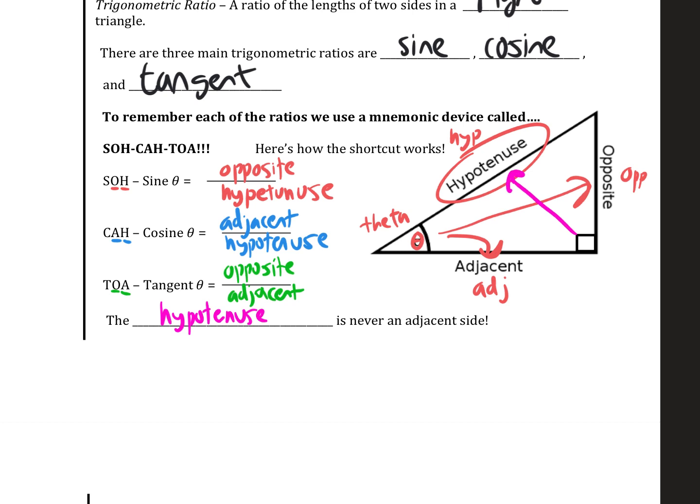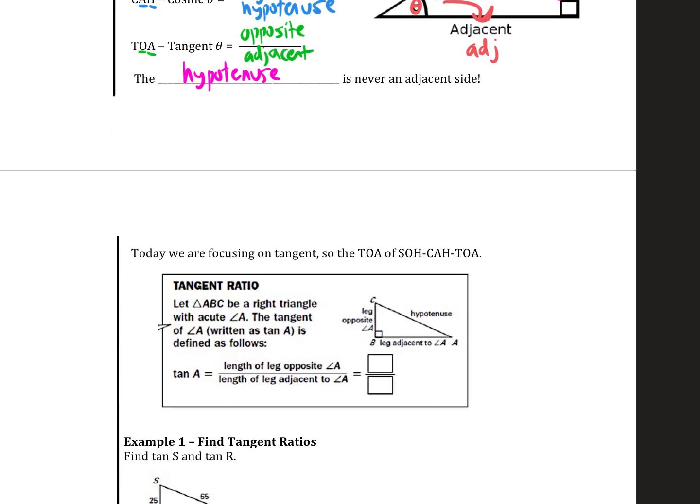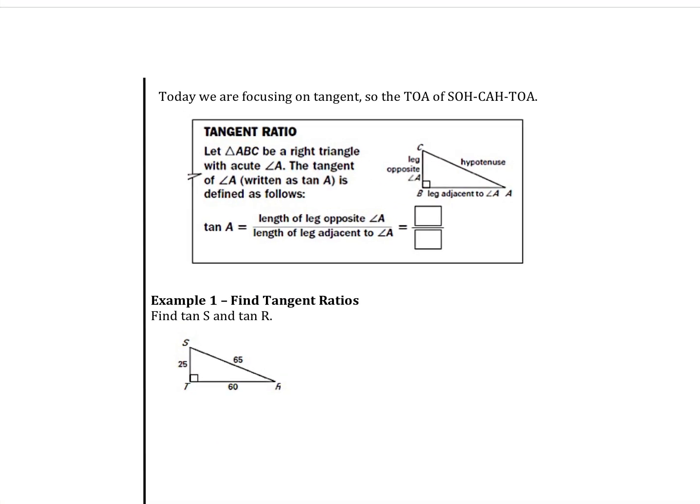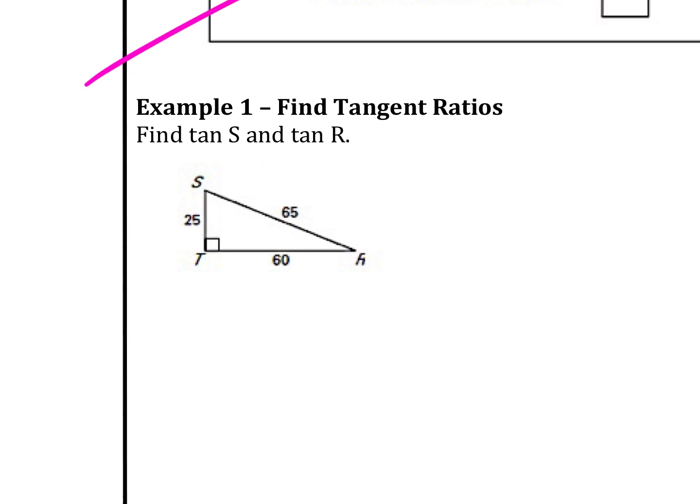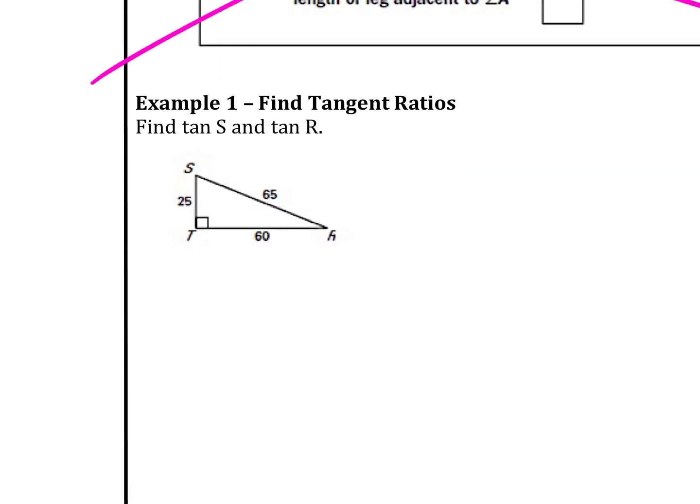All right, let's do some examples. I do not like this. Today we're focusing on tangent, so we're just going to be doing the TOA of SOHCAHTOA, but I'm not going to use this box. These are garbage. I don't like them. They're from the book, and the book is not great. So we're looking for tangent of S and tangent of R. Let's start with S.